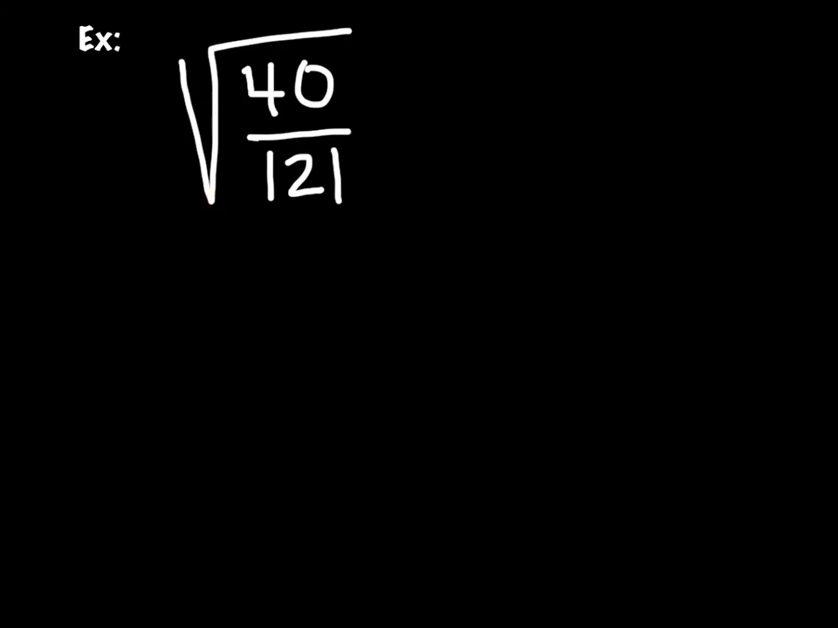The quotient property says that if you have two numbers inside a radical that are being divided, which we do, just like the product property, you can split and give them each their own radical. It remains a fraction. Nothing moves where it is. So 121, which was in the denominator, is still in the denominator. It just has its own square root. 40 was the numerator. It's still in the numerator. It just has its own square root. So now I can actually simplify that.